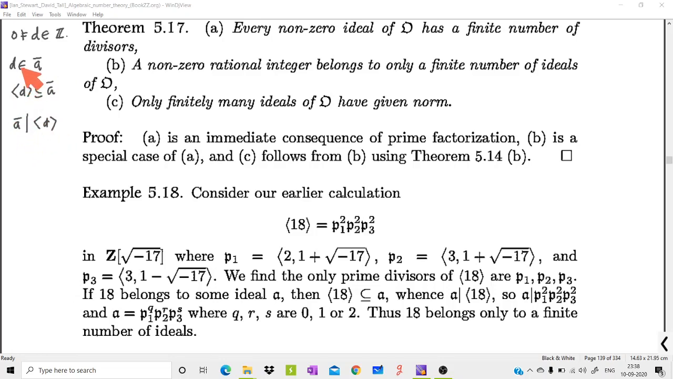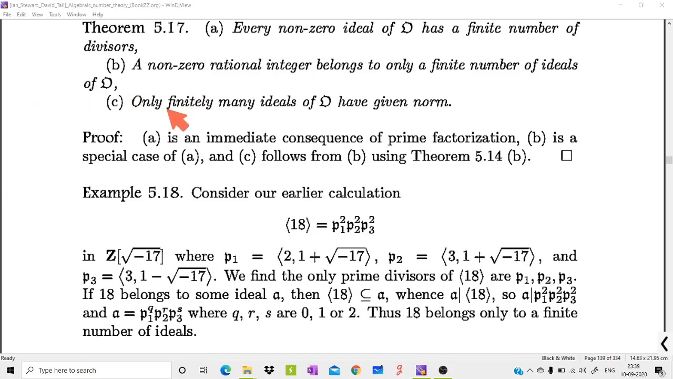So whenever D belongs to any ideal A, that ideal is always a divisor of the ideal generated by D. We know from part A that the number of divisors is finite. So the choices of this A are finite because divisors are finite. So we can say that D belongs to a finite number of ideals A. So this proves B.